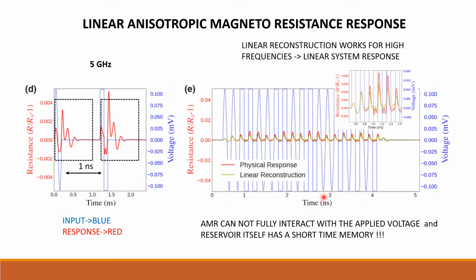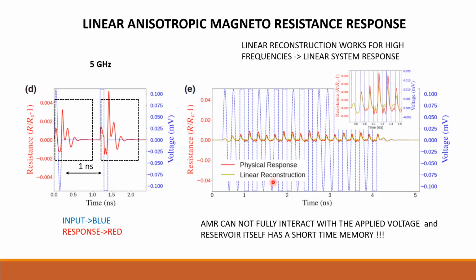Here, the same experiments are performed for 5 GHz. And as you can see from figure E, the physical response and linear reconstruction agree well with each other. And the physical explanation behind this is that AMR cannot fully interact with the applied voltage, and the reservoir itself has a short time memory. These two effects together produce the same AMR response for any given input signal.